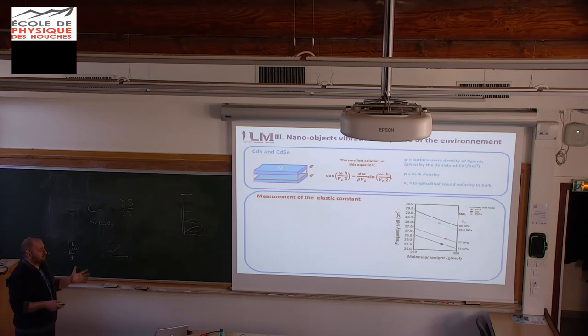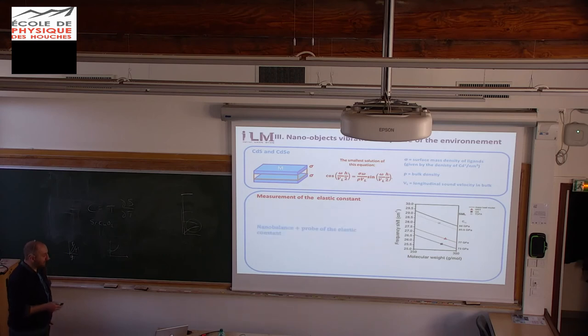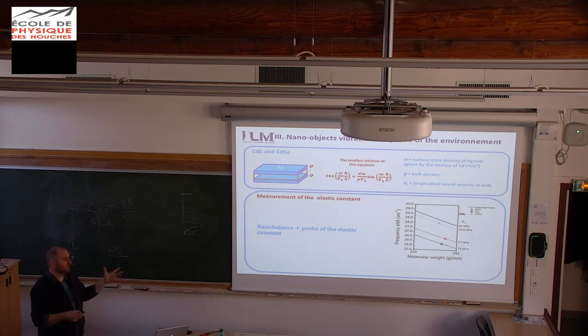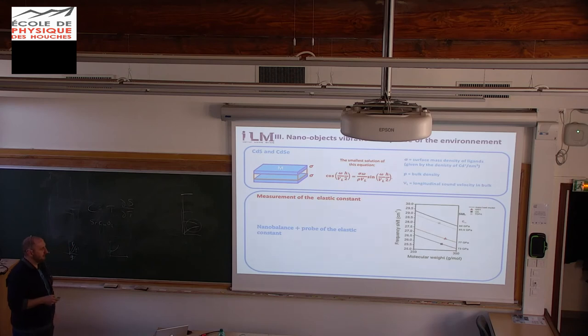And you see that there really seems to be a big effect of the ligands, and probably it's the way they interact with the surface that plays a crucial role, also their length and their arrangement on the surface. So this is quite interesting for us, because finally with this simple measurement, again just a laser and a spectrometer, we are able to have a nanobalance with a good system and to probe these elastic constants somehow. There is still a lot of work to do to understand what happened, and we are working with theoretical physicists to model this.